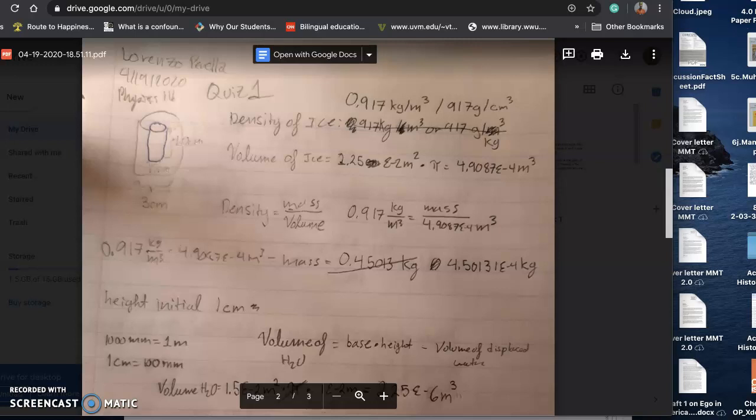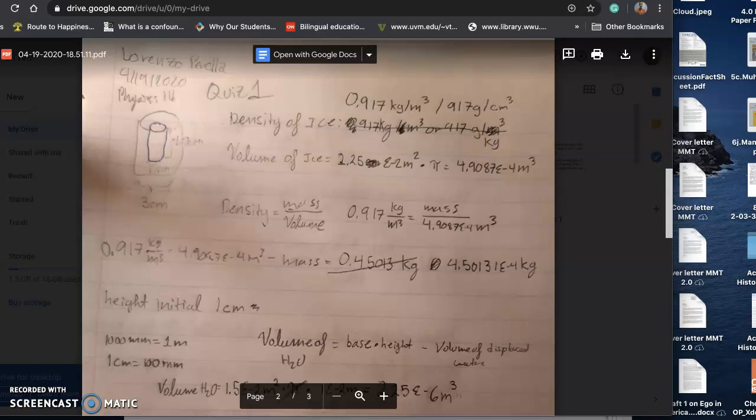Oh, my apologies. And then you have to multiply that by 1 centimeter. This is funny, I did not put that in there, but the end result should be 4.9087 E minus 6 meters cubed.